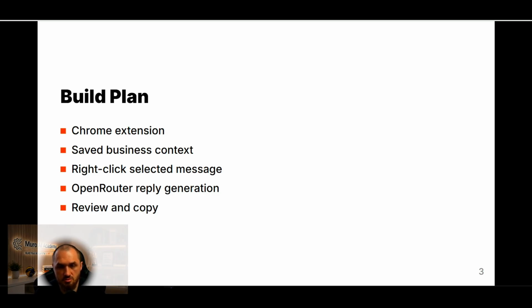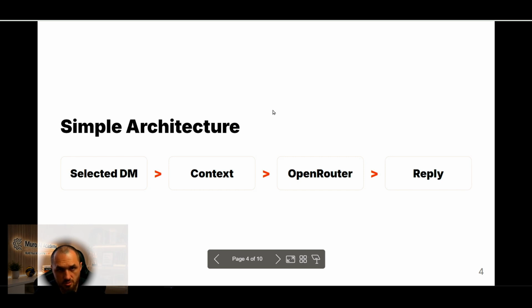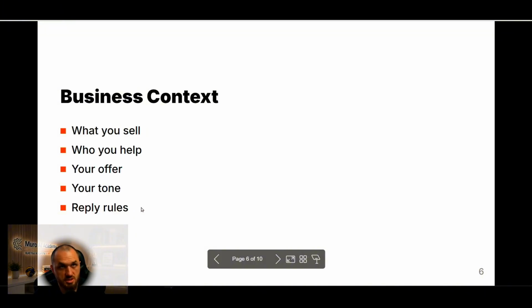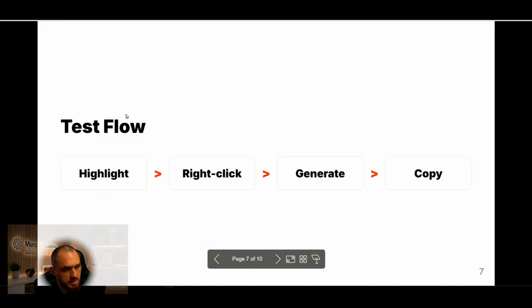We will build it with Claude Code today, and we will follow this architecture. So select the DM, context, OpenRouter, and reply. That's it. These are the files that we're going to need. Claude Code will create them straight away. We will fill our business context into the extension. Then we will test. We will highlight, right click. It has to show on the extension that we can generate a reply, and it has to generate it using our context and the highlighted text. So we can highlight the whole chat as well.